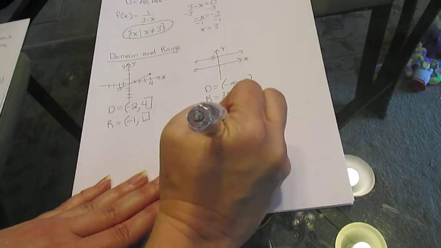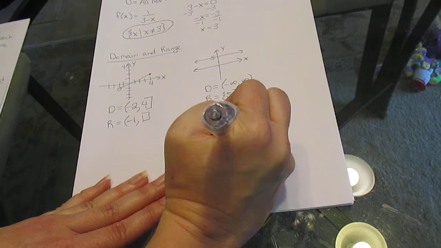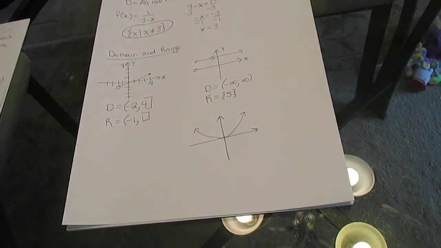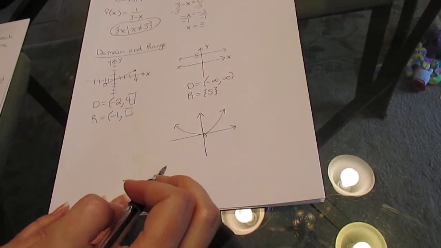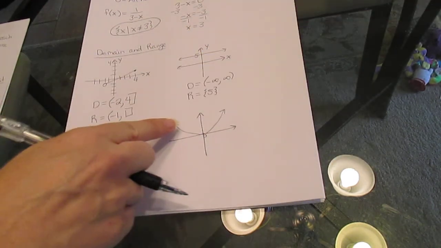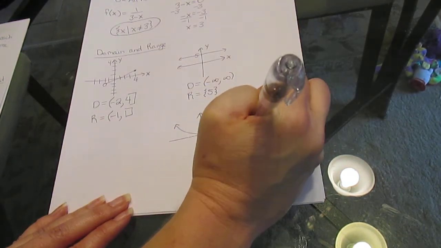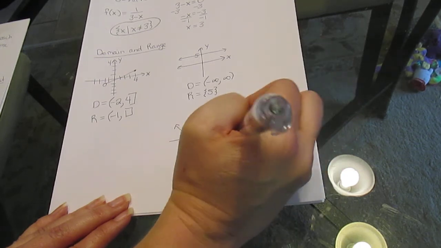Okay, one more. We've got a parabola in this one. Notice I didn't even bother writing down any numbers because we can see the important value right here, 0. If we look at our x values, again, we go to the left, we go to the right, everything in between is covered. All of our x values are covered. So all real numbers for the domain, negative infinity to positive infinity.